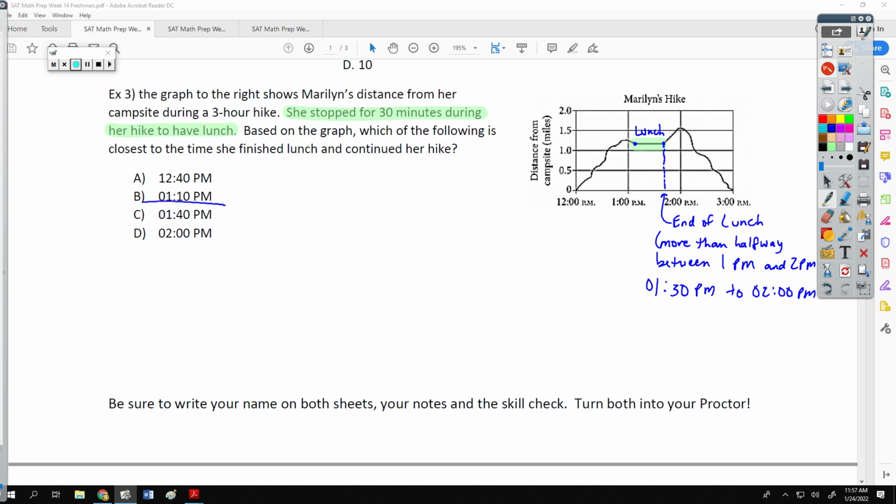Well, the only time that we're given between 1:30 and 2 p.m. is 1:40 p.m., which would mean that that would be the one that is closest to the time that she finished her lunch and continued her hike.